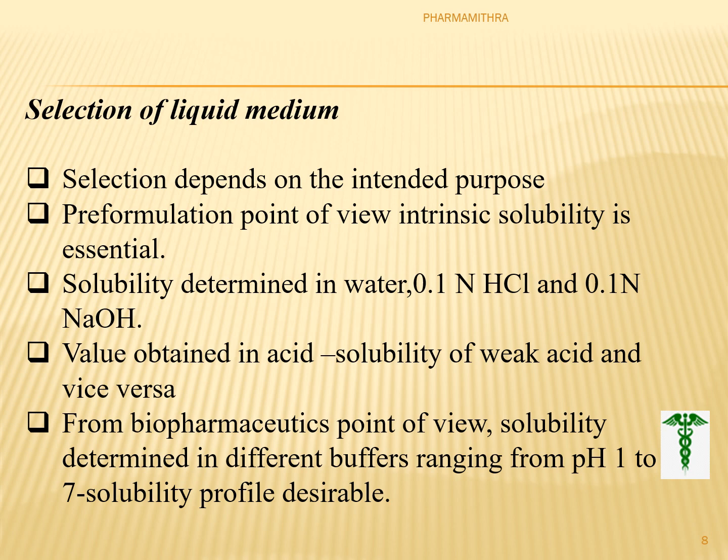Here, normally we use 0.1 normal HCl and 0.1 normal sodium hydroxide, and we find out the value obtained in acid as well as the value obtained in the alkali.